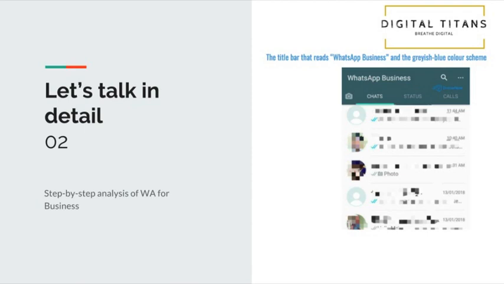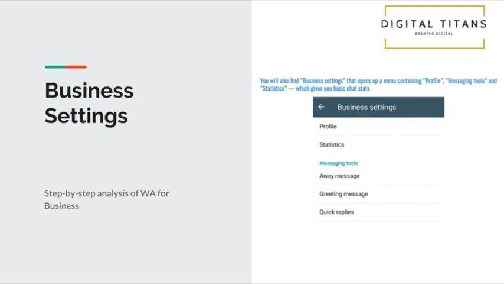Now, the first thing that you need to do is understand how WhatsApp for Business looks slightly different from WhatsApp for individuals. You see the title bar that reads WhatsApp for Business, and a grayish blue color scheme that WhatsApp for Business will follow.